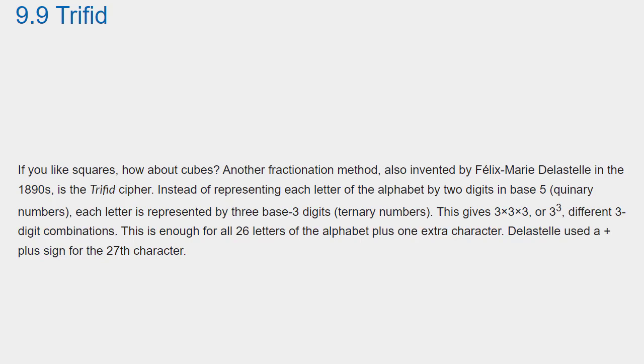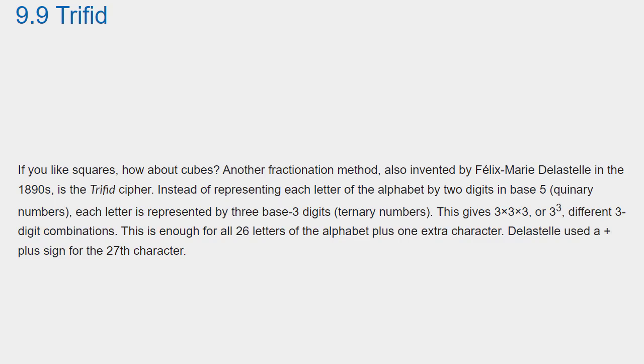Section 9.9. Trifid. If you like squares, how about cubes? Another fractionation method, also invented by Félix Marie Delestel in the 1890s, is the trifid cipher. Instead of representing each letter of the alphabet by 2 digits in base 5, quinary numbers, each letter is represented by 3 base 3 digits, ternary numbers. This gives 3 times 3 times 3, or 3 to the power of 3, different 3-digit combinations. This is enough for all 26 letters of the alphabet plus 1 extra character.